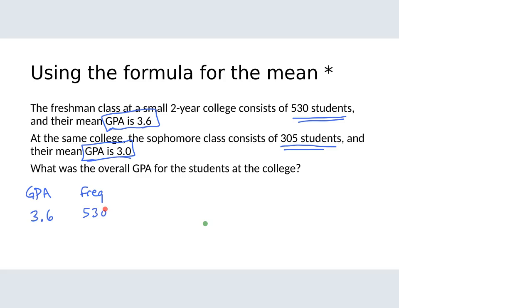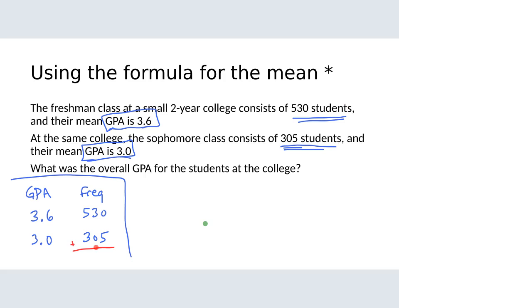Now again, I don't know what any individual student's grade point average is. I just know that if I were to find the mean of all of them, 530 of them would have this mean of 3.6. And then the 3.0 GPA goes with these 305 students. Now I want the overall GPA. Well, that's perfect because I can see that a really important number when I go to find the mean is the total number.